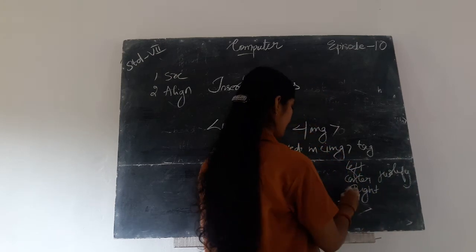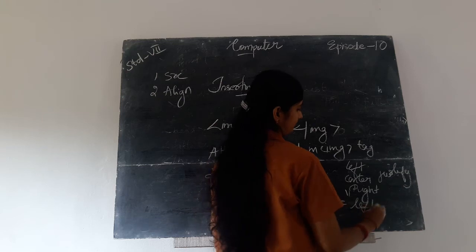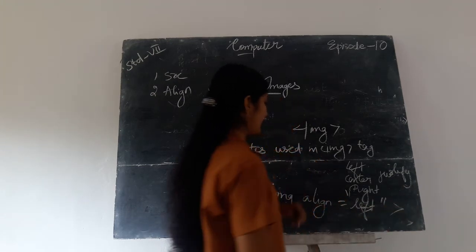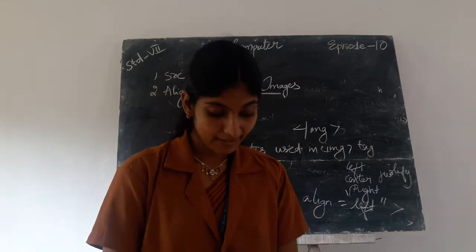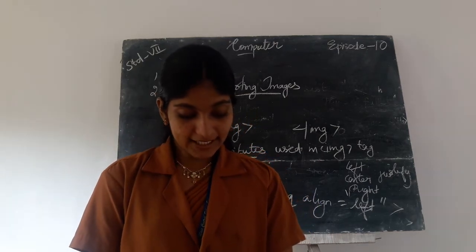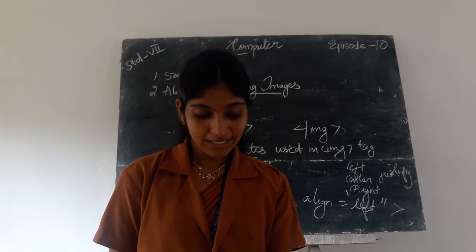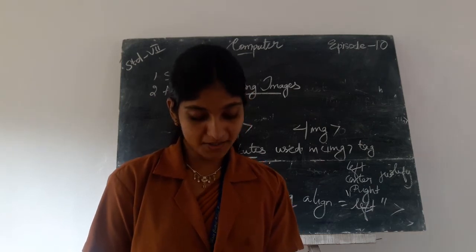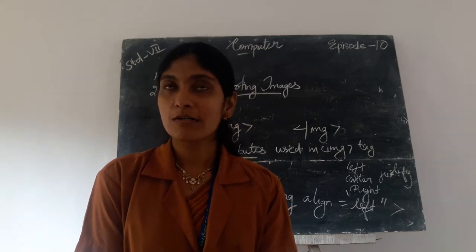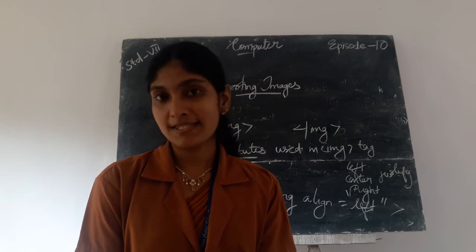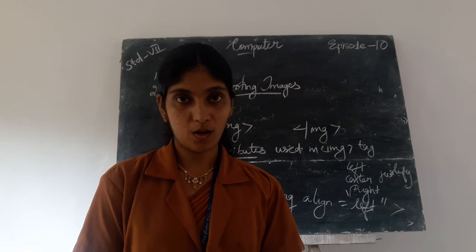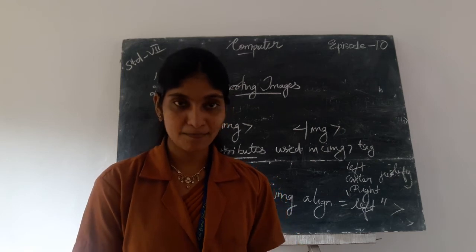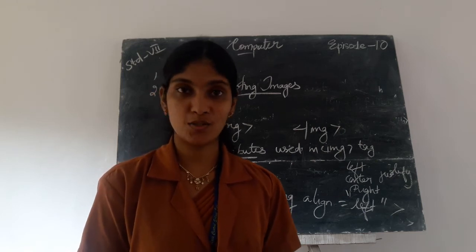So you can use align is equal to left, that is the second attribute, align. Then the third one is alt. Alt means if you want to give a brief message below the picture, you can use alt. Alt means you can give a brief message to it.